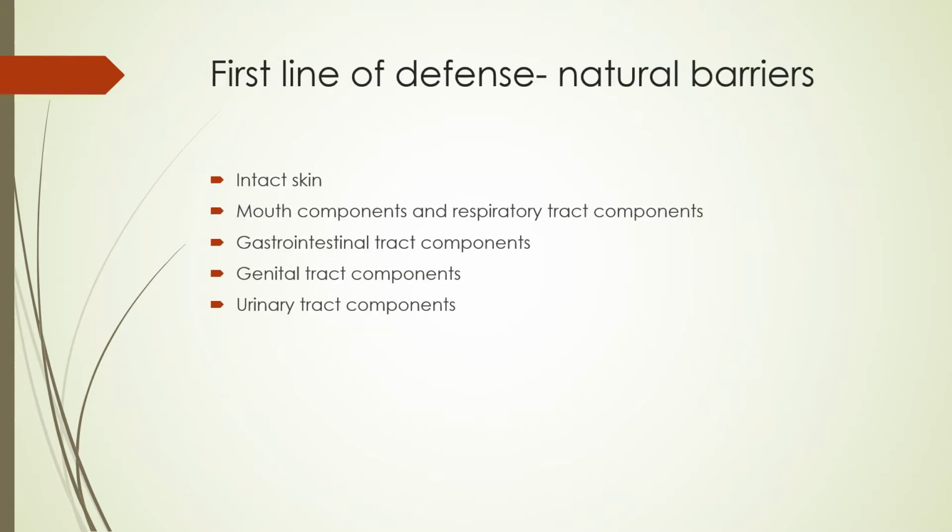There are several body factors or systems, you could say, involved in resistance to disease. These are the components of the natural barriers that protect us from getting sick. And there are several natural barriers, and these are considered to be the first line of defense. One of our natural barriers is the intact skin. Then we have components of the mouth and respiratory tract, components of the gastrointestinal tract, components of the genital tract, and components of the urinary tract. And these are all natural barriers that protect us from getting an infectious disease.